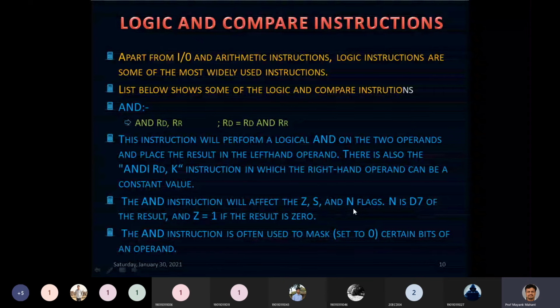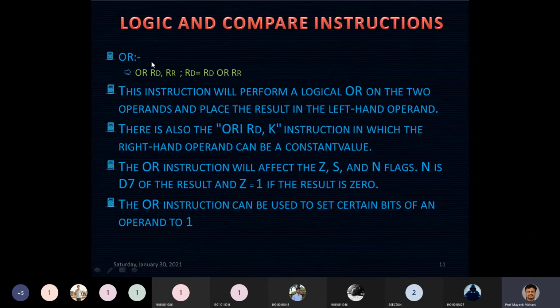N is the same as D7, and if the result is equal to 0, the Z flag is equal to 1. The AND instruction is often used to mask certain bits of an operand. We already know that it is used for the masking purpose. If I want to mask the upper 4 bits, I will perform the AND operation with 0 for those particular 4 bits. So that is used for the masking purpose. Then there is OR. This instruction performs the logical OR on the two operands and places the result into the left hand side operand.